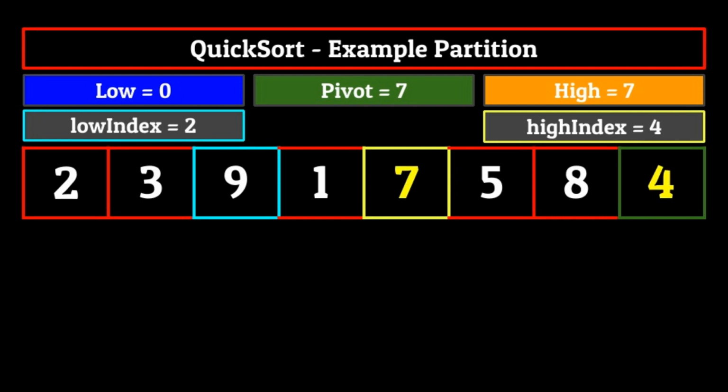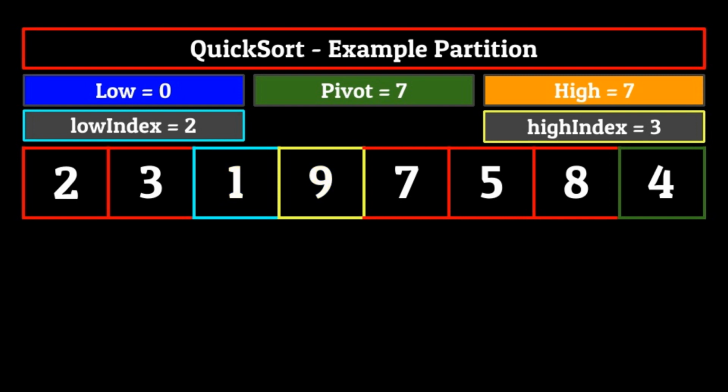Here, since 7 is greater than the element at the pivot, we decrease the high index to 3, and again get lucky, since the element there, 1, is less than the pivot element. We have found our second pair of elements to swap. We first check again to make sure that the low index isn't now greater than or equal to the high index, and once we confirm that it isn't, we're good to swap the elements at the low and high indexes.